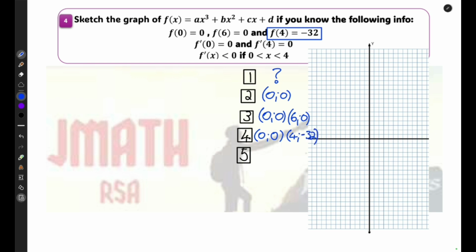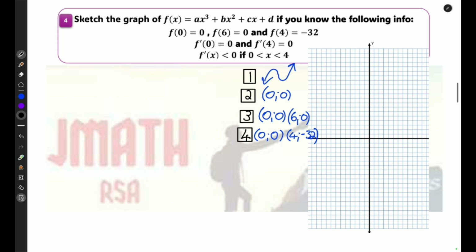I don't know anything about a point of inflection, so I can't use point number 5. Now, I still don't know the shape of this graph, and that's what the last line tells me. So it says the derivative is negative, so remember that means decreasing, when x lies between 0 and 4, which are the two turning points. So it's decreasing between the turning points, which means it's probably going to look like this. So I can then say my shape will be that shape right there.